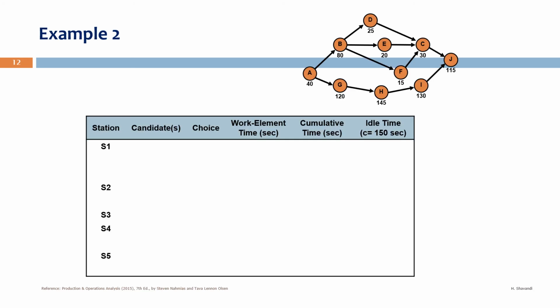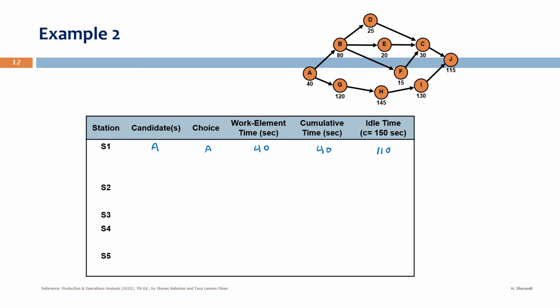So for the first workstation, since we're starting from the beginning, the only option here is A, right? There is no choice other than A, so the choice will be A. And the work element time is 40 seconds, so the cumulative time for this workstation will be 40 as well. And since the cycle time is 150, there are 110 seconds left in this workstation.